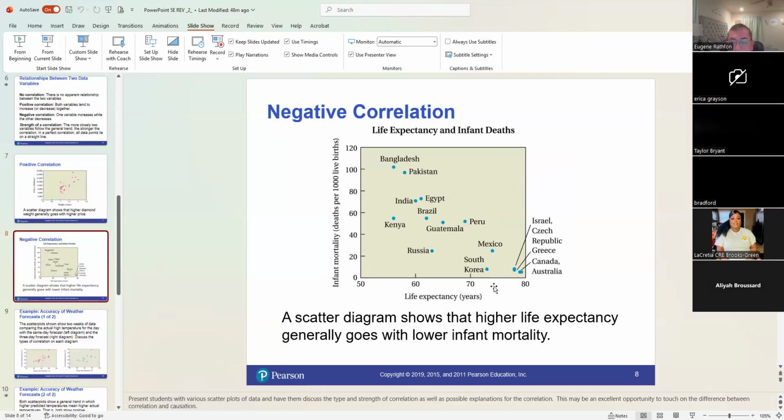So on the bottom, you got life expectancy in years, 50, 60, 70, 80. On the side, you got infant mortality. So that's deaths per 1,000 live births. So notice as the life expectancy is going higher, the infant mortality is actually getting lower. It almost looks like it wants to form a line going downhill from left to right. Okay, so that would be negative correlation.